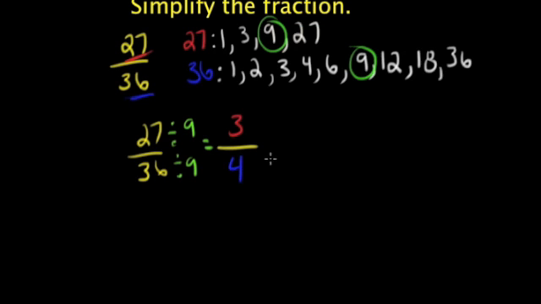So 27/36 in its simplest form is going to be 3/4, and that's how we find the simplest form of fractions.